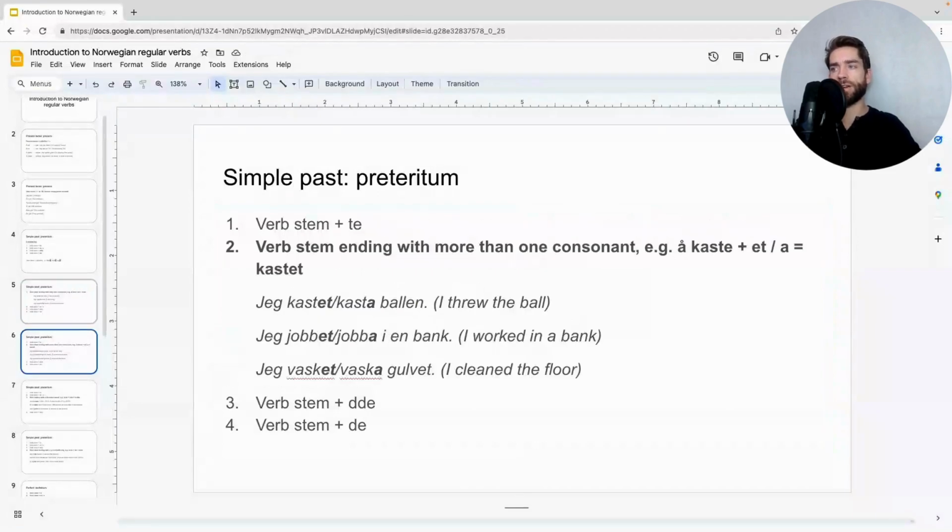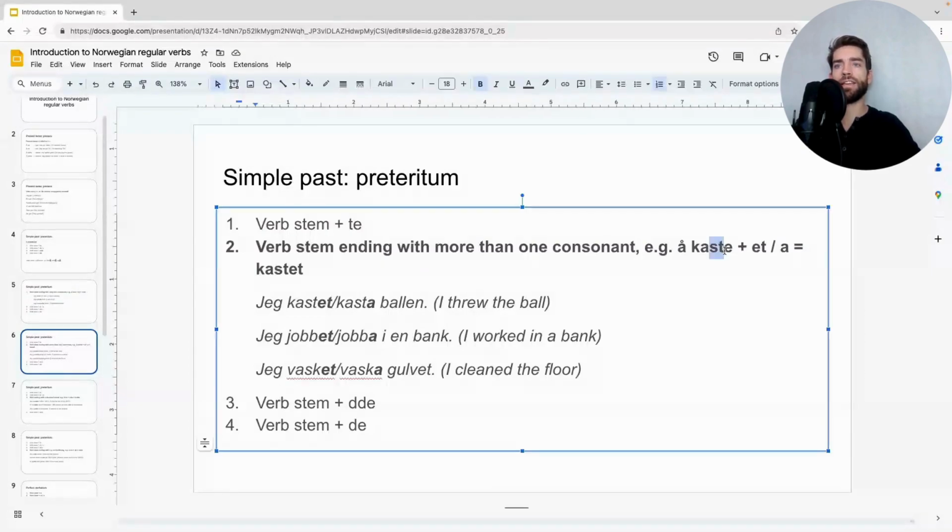The second category is when the verb stem is ending with more than one consonant. For example, kaste. Here we have st, that's two consonants. And as a suffix, we put on et or a, which makes it kastet or even kasta. So this is optional. Kasta is a bit more informal, more common in spoken language, whereas kastet is more formal, written. Okay? Jeg kasta ballen. Jeg kastet ballen. I threw the ball.